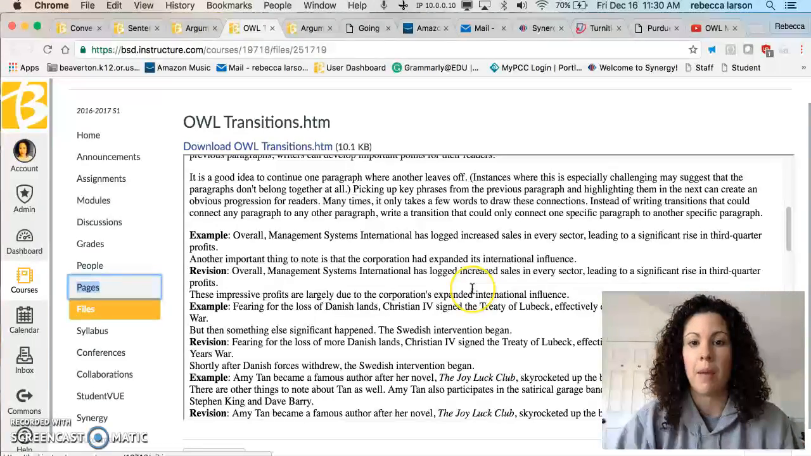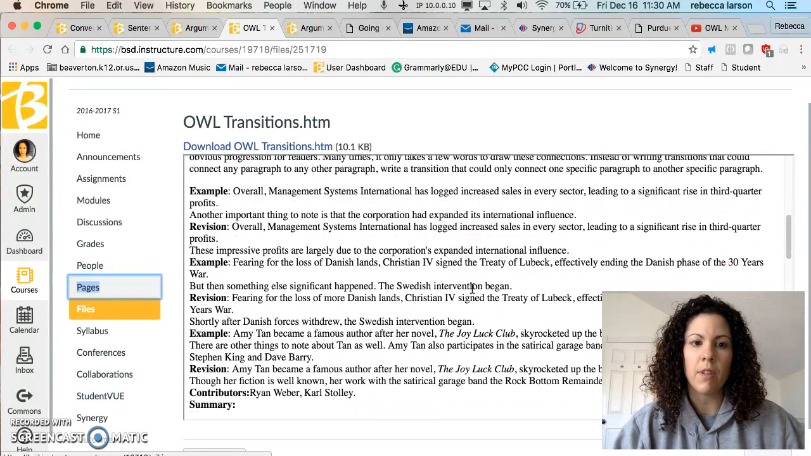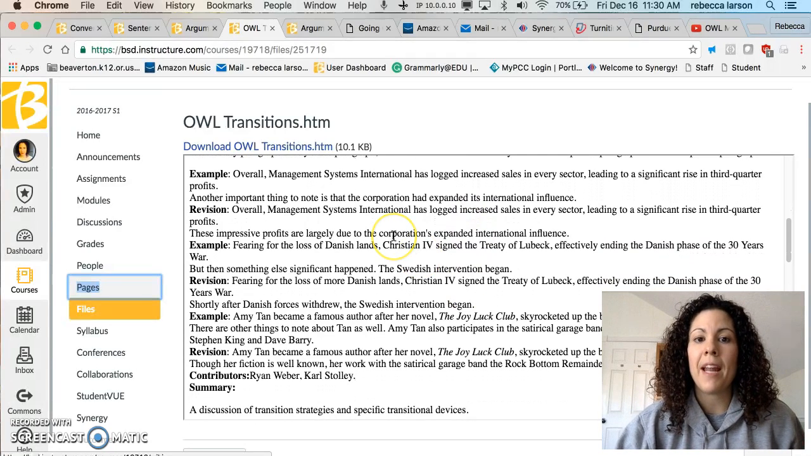So let's look at some examples that they give us here. So their example is that Overall, Management Systems International has logged increased sales in every sector, leading to a significant rise in third quarter profits. Another important thing to note is that the corporation has expanded its international influence. So this is very typical of student writing. It has a transition here, but it's a very awkward transition. It's a very immature transition. It doesn't really do exactly what we want to do as writers.